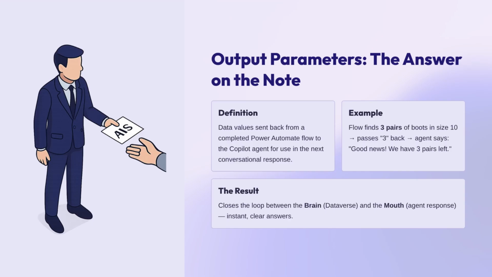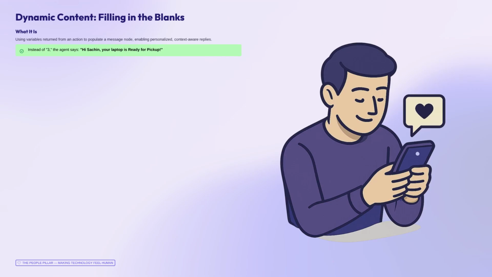So now that we have mastered how the agent gets the answer back from the backroom, you might be wondering how to make that answer look pretty and helpful instead of just a raw number or code. Well, that brings us right into our next step, which is using dynamic content in message nodes. Let's dive into dynamic content for responses.